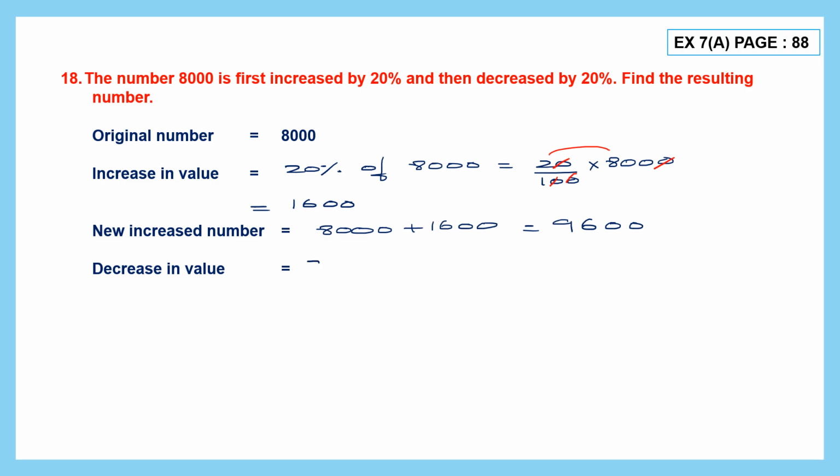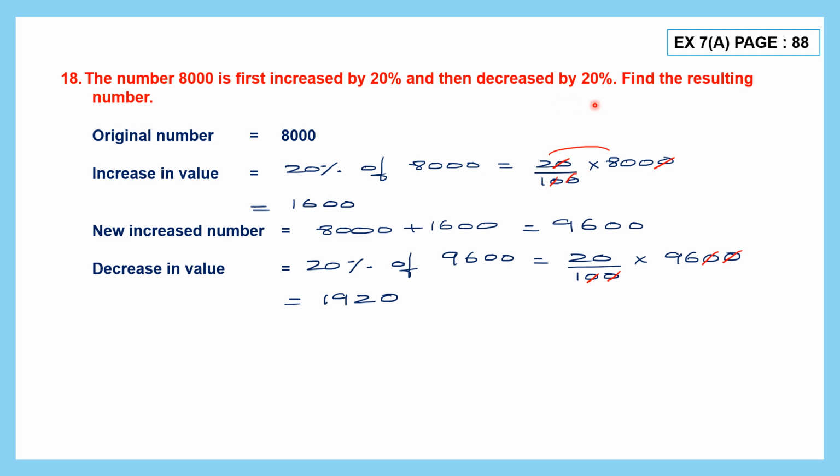So what is the decrease in value? That is again 20% of this new number, that is 9,600. So let's work that out. That is 20 by 100 into 9,600. So let's cancel. So cancel the two zeros here, cancel the two zeros there. Now 20 into 96. That is equal to 1,920. So now we have found the decrease in value also. That means the number has decreased, isn't it? First it was increased, then it has decreased.